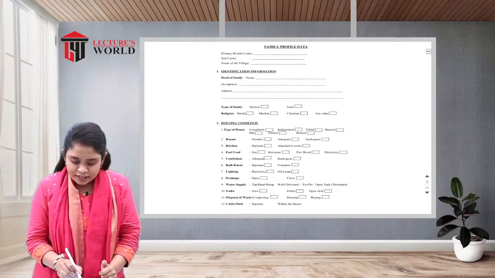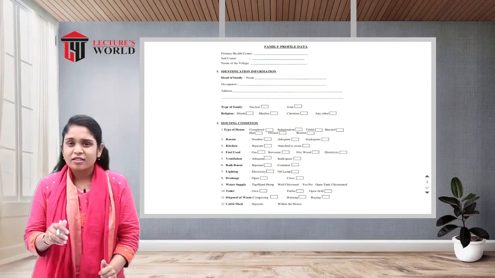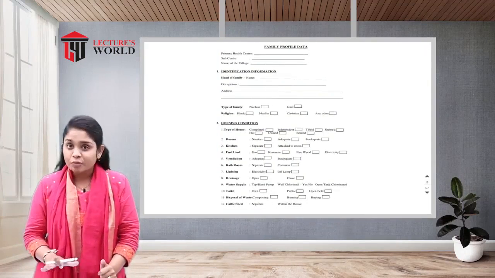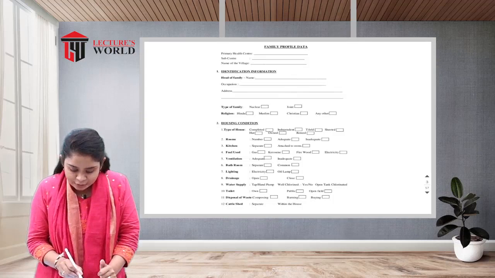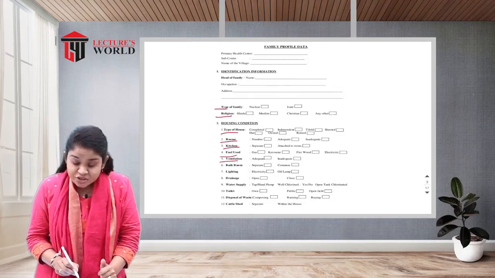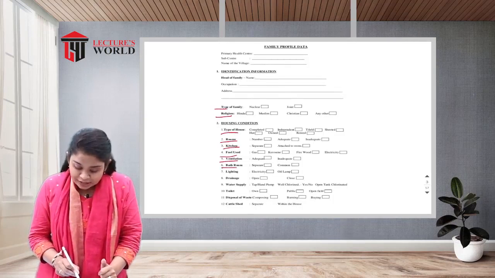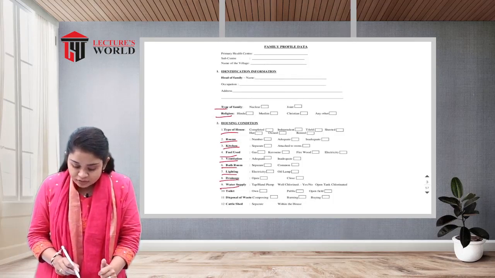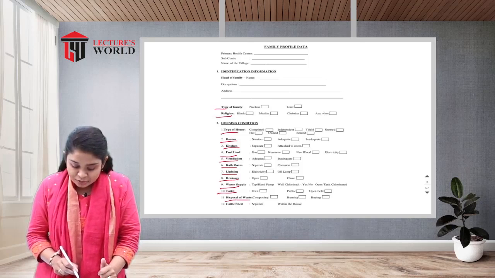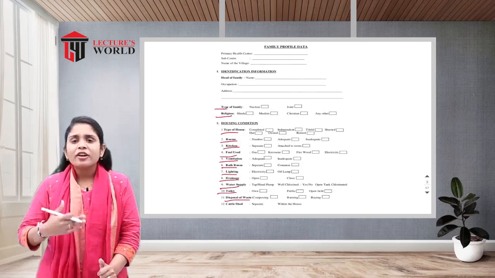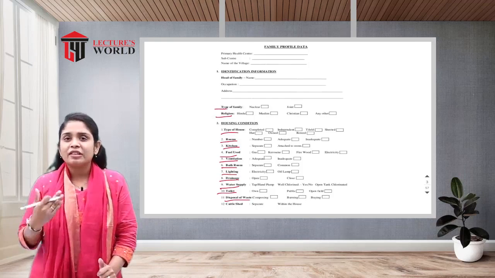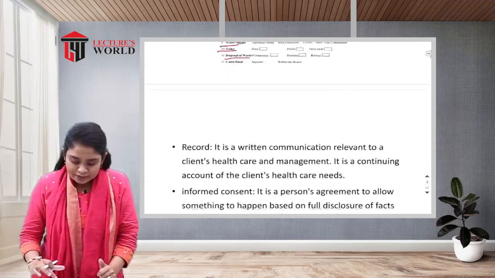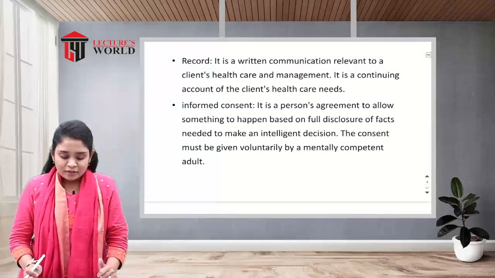Here you can see certain information has been given on this paper. Here you can see type of family, which religion, then type of house, room, kitchen, then fuel, ventilation, then bathroom, lighting, drainage system, water supply, toilet, then disposal of waste. So these kinds of things will be written in the family folder. By that also they will know the condition.